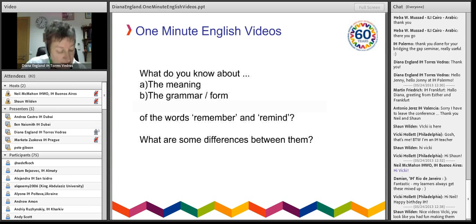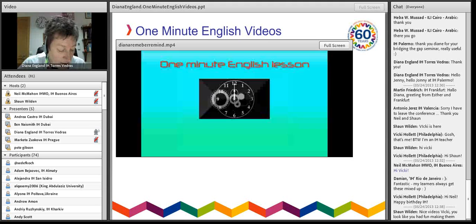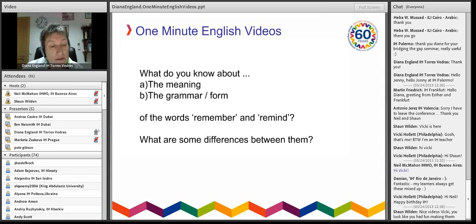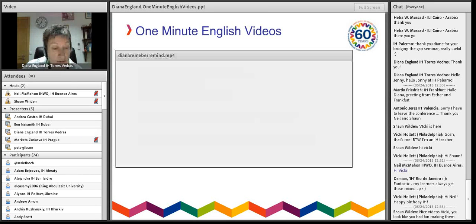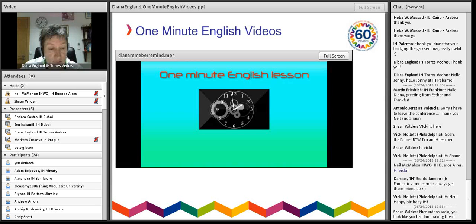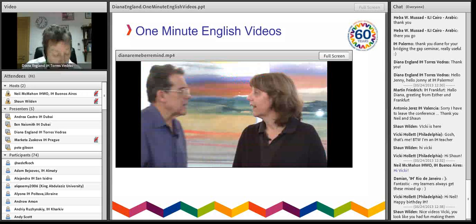Another way to diagnose your students' current understanding of a particular piece of language and help them to listen actively is to ask them a simple open question about the language point, such as this one. So here we're going to be watching remember and remind. If you give the students just an open question, what do you already understand? What do you know about the differences between the two? They've got a task from which they can predict differences, and then we can watch the video.